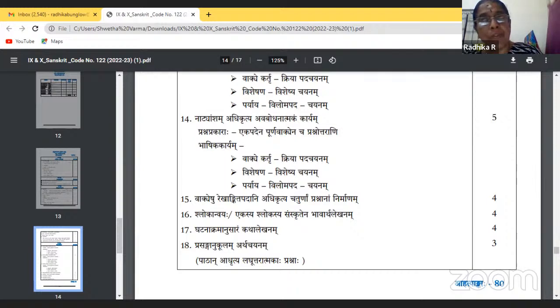So there are 4 options, a 2-mark question. There are so many options, so they have to write easily. They have to fill the lines easily. They should study all the Anvayas of all the lessons, all the poems. They have to write.